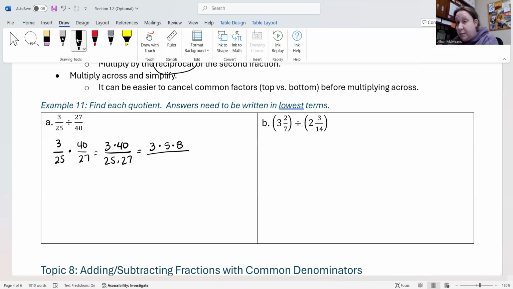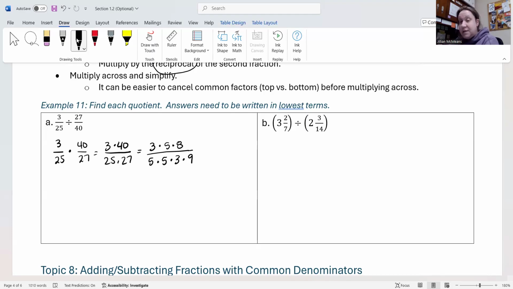Now 25, I'm going to write it as 5 times 5. And then for 27, I think I'm going to write it as 3 times 9. Now, you could technically just find the prime factorization of all of the factors in the numerator and denominator and then cancel, but a lot of times we can just write any factorization or a very specific factorization where larger factors will cancel out, okay?